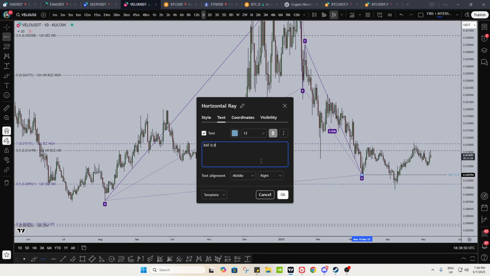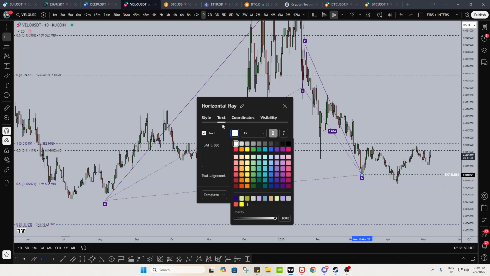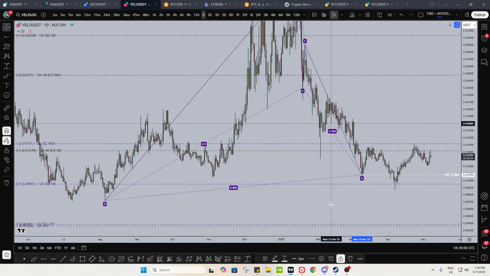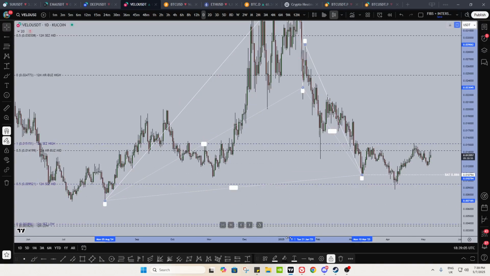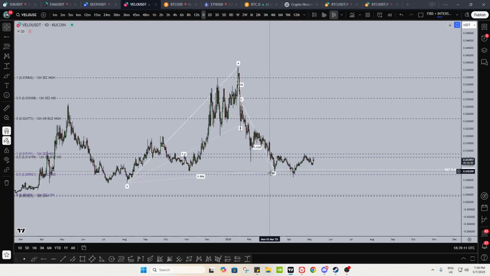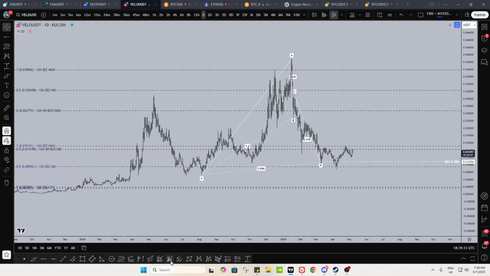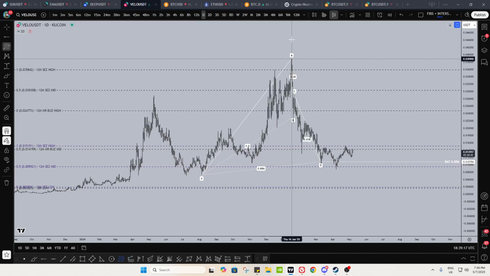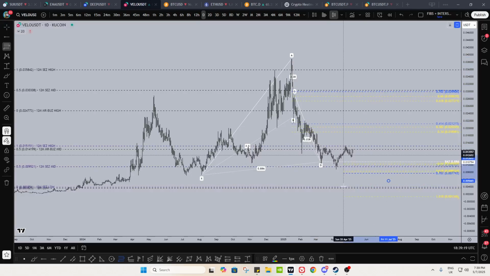About 0.886. And yeah, you know what? We're going to change the color for this for sure. Let's make it white. There. Perfect. Okay, so we've got a wave structure completed. We've got it completed. There we go.